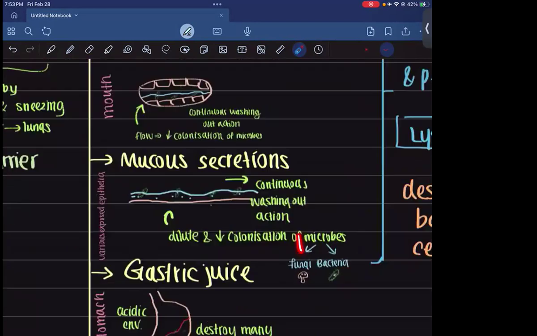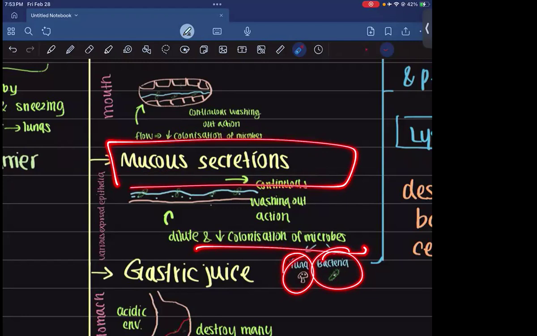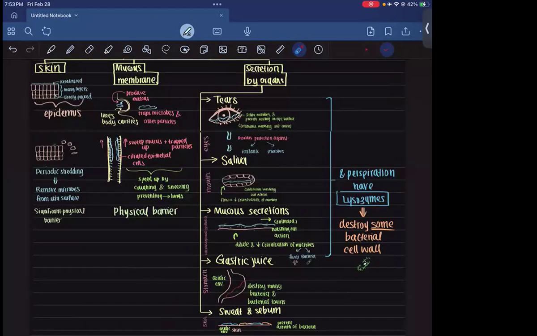So what are the type of microbes which will be prevented by mucus secretions? Fungi and bacteria. So remember this, these are specifically given. The colonization of fungi and bacteria will be reduced by what? By mucus secretions. Okay. So this is the third external defense, I mean, under the secretions by organs, this is the third secretion. So first of all, tears. Tears, saliva, mucus secretion, all of them are basically going to dilute the microorganisms and wash them off.